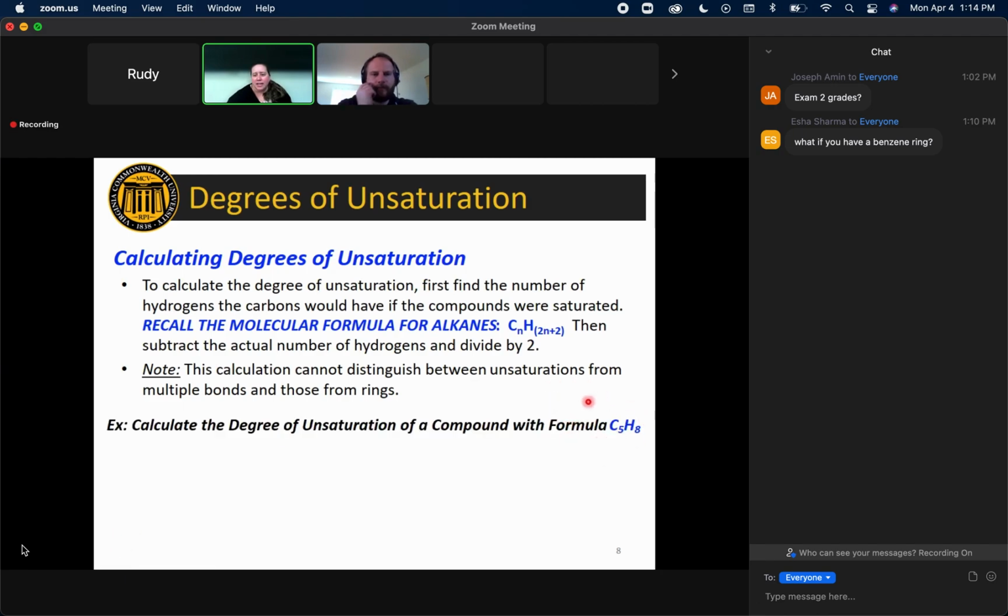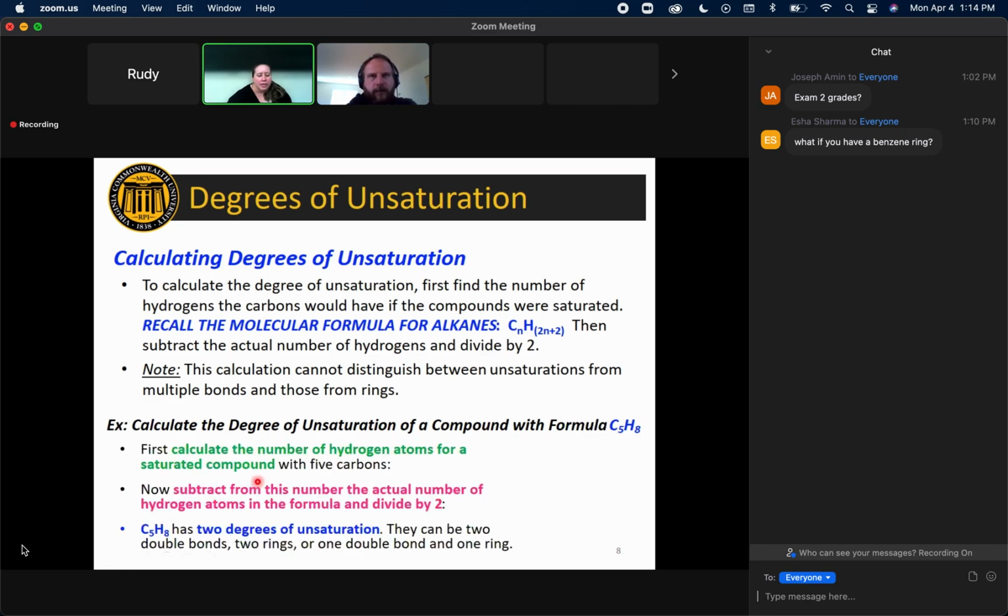Okay, so let's try this out for the compound C5H8. So here is our stepwise process of how we're going to do this. The first thing we're going to do is calculate the number of hydrogen atoms for a saturated compound with 5 carbons. So to do that, we apply our CnH2n+2 equation. If we had a saturated compound, we would have 12 hydrogens. 2 times 5 plus 2 makes 12. However, we don't have 12, so we know it's not saturated.